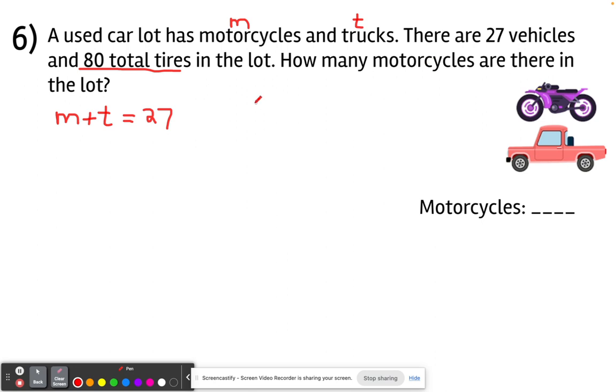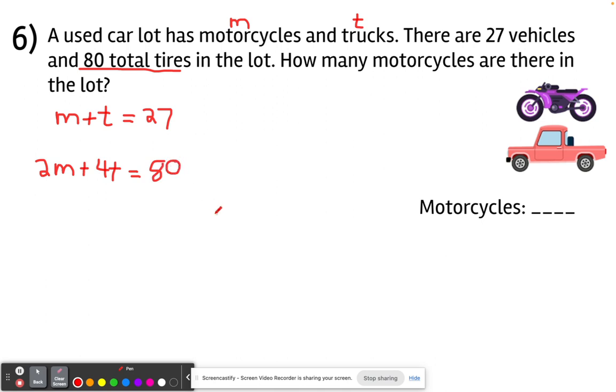Now, the next part is the number of tires. Well, we know that each motorcycle has 2 tires. We also know that each truck, most trucks anyway, have 4 tires. We're going to assume these are just standard normal trucks. And my total number of tires is 80.